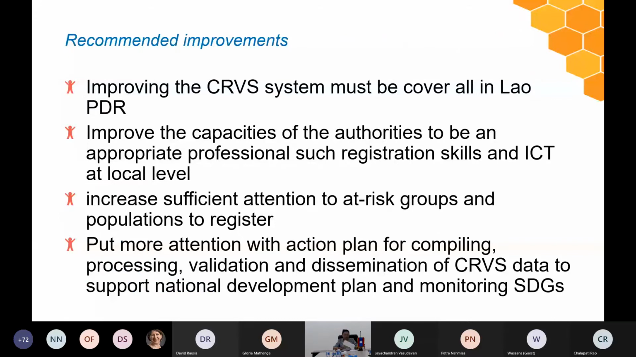So our last slide is the recommendation on how to improve the CRVS in Laos. We think that improving the CRVS system must cover all areas in the country. This can also improve the capacity of the authorities to be appropriately professional, such as registration skills and ICT knowledge at the local level. The third one is to increase attention to at-risk groups and populations to register. The last one is that we should put more attention on the action plan for compiling, processing, validation, and dissemination of data from CRVS to support the National Development Plan and monitoring of the SDGs.